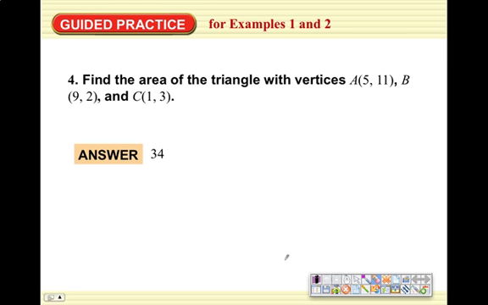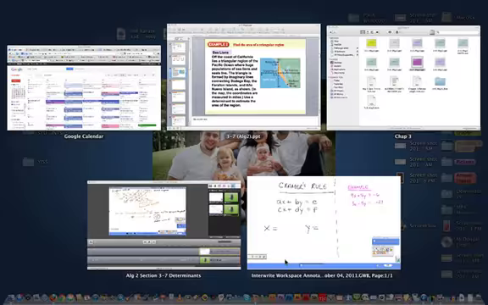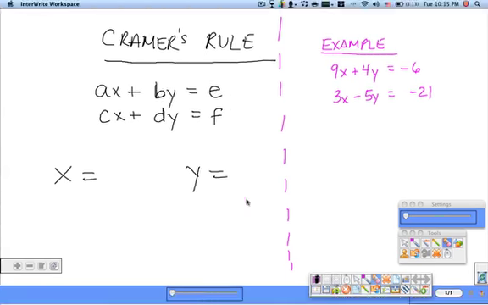Next on the list, instead of using determinants to find the area of triangles, let's use them to actually solve a system of two equations. So what you need to learn is Cramer's rule. Put this in your notes.